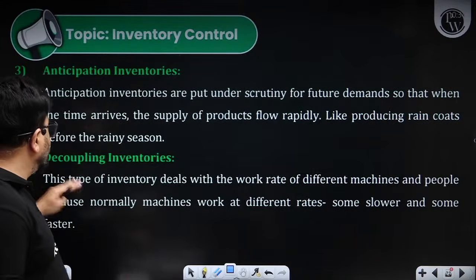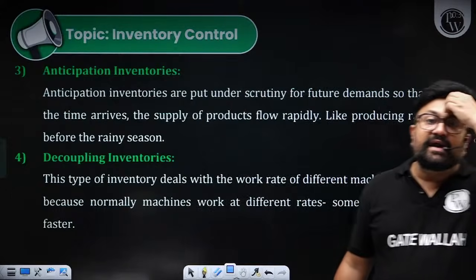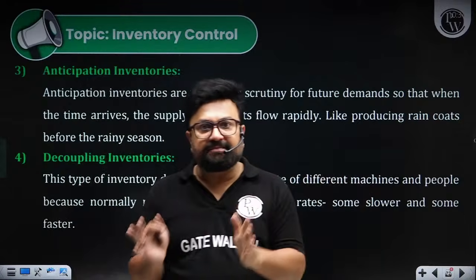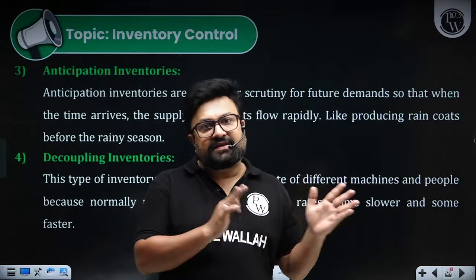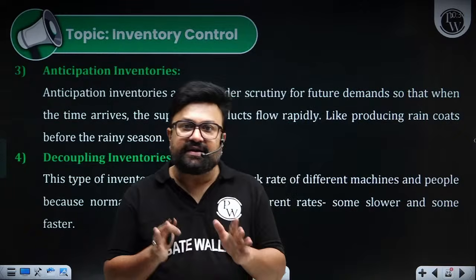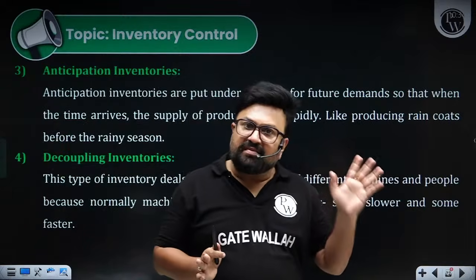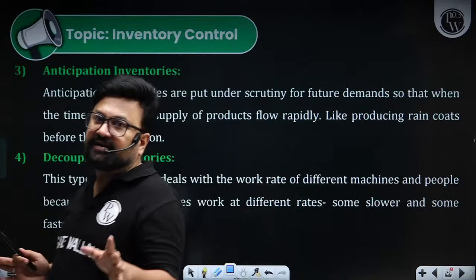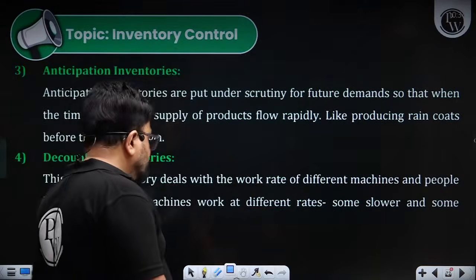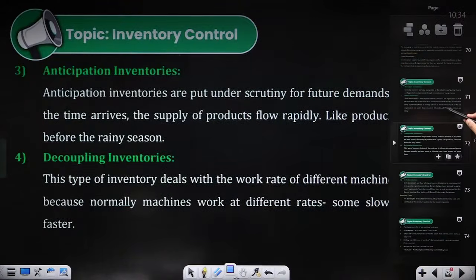Fourth is decoupling inventory. This type of inventory deals with the work rate of different machines and people, because normally machines work at different rates, some slower and some faster. So this is the inventory.